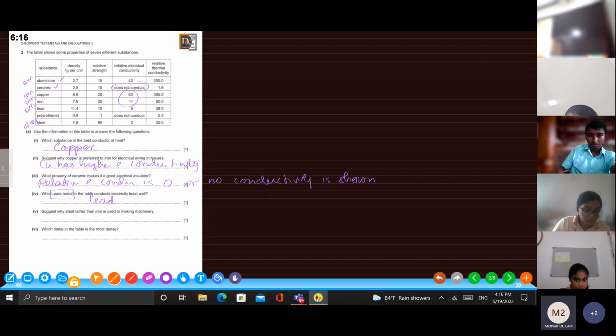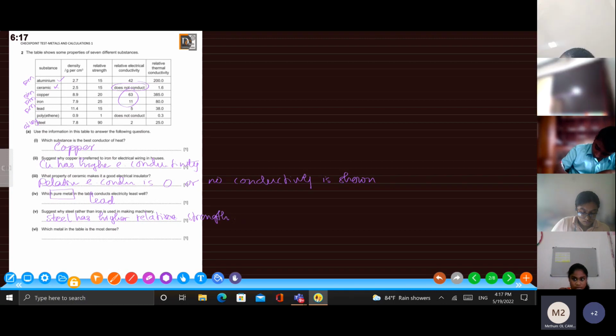Suggest why steel rather than iron is used in making machineries. Whatever substance you use for machineries should be strong and hard. When you compare steel and iron, the relative strength of steel is much higher than iron. So you have to say steel has higher relative strength. So if we write it is stronger than iron, come on.